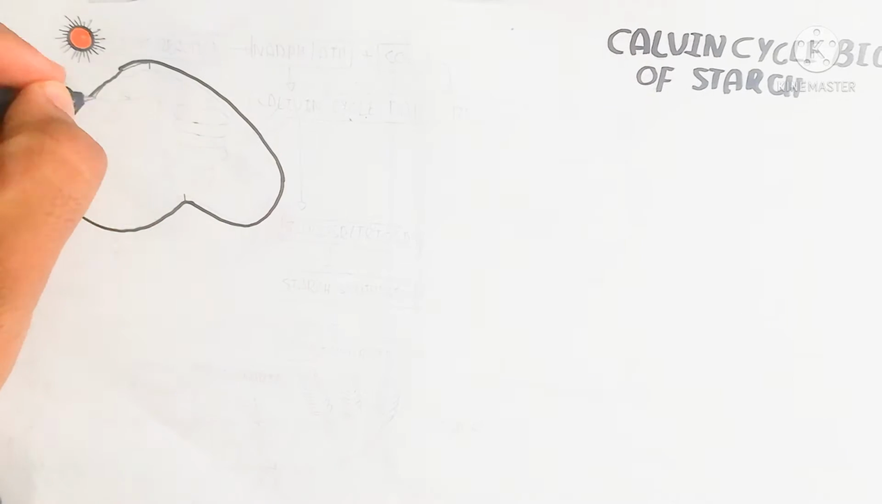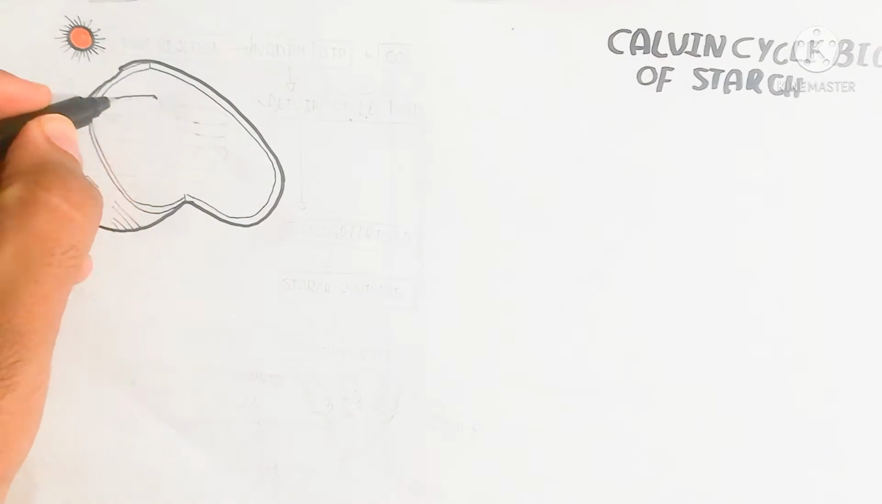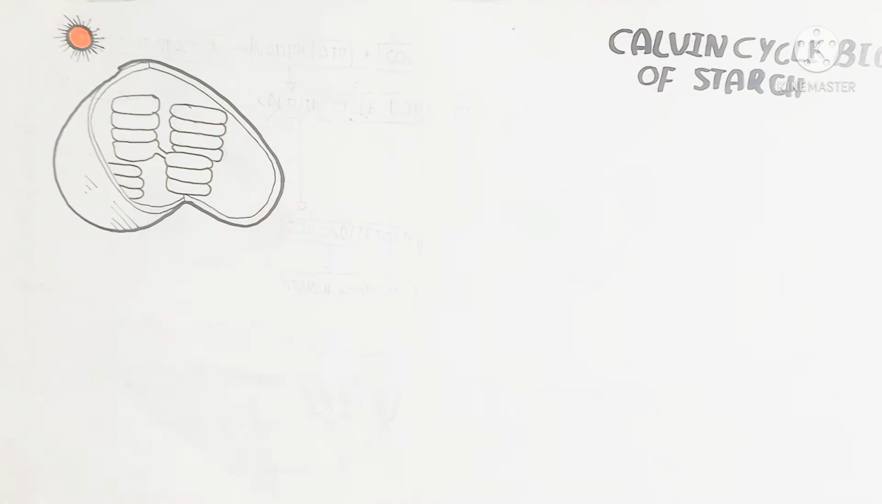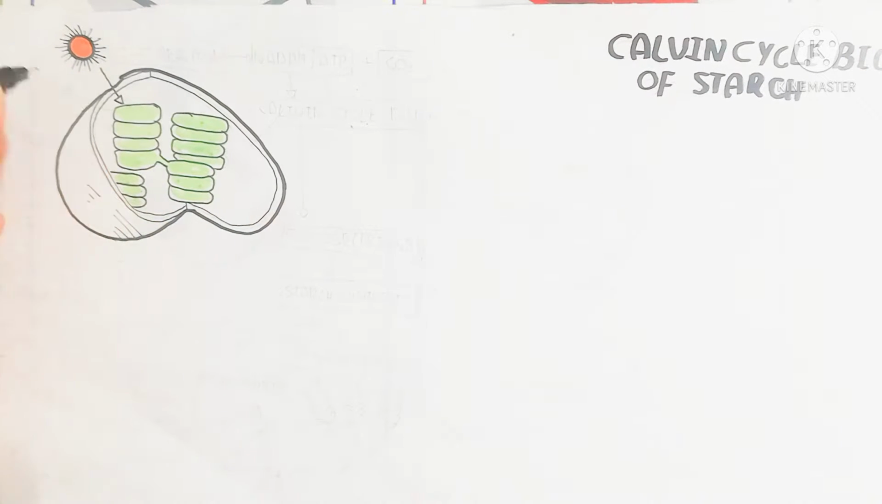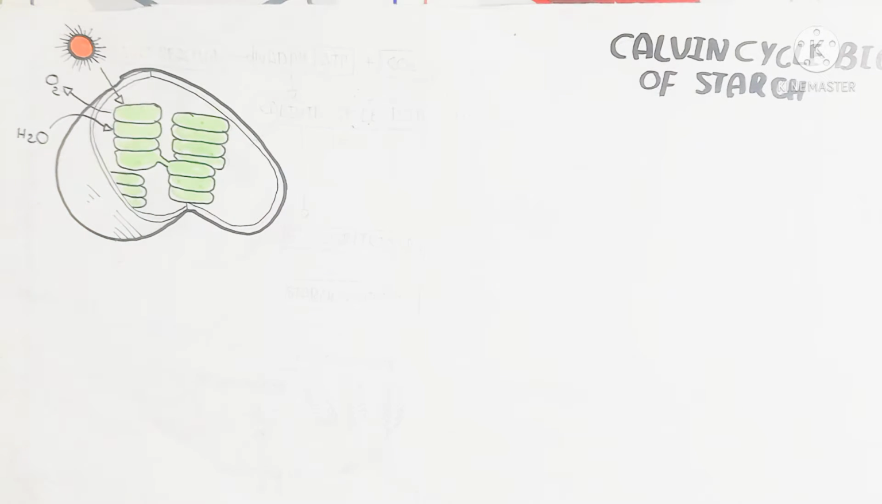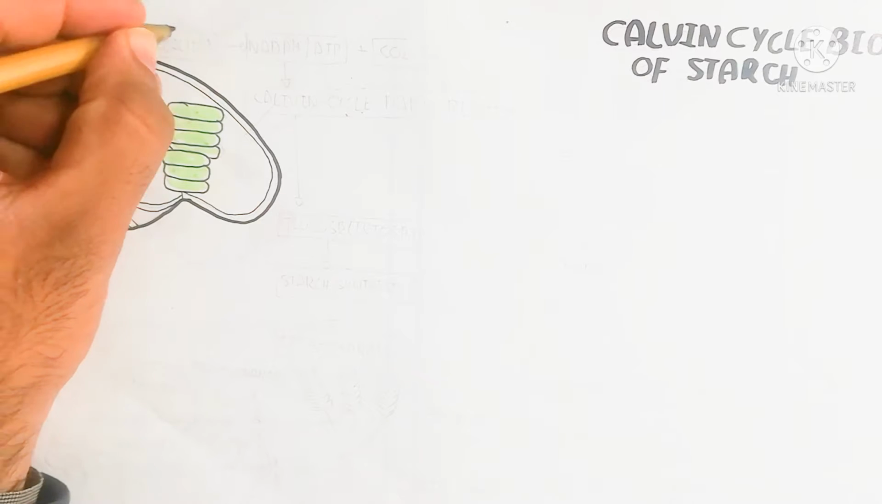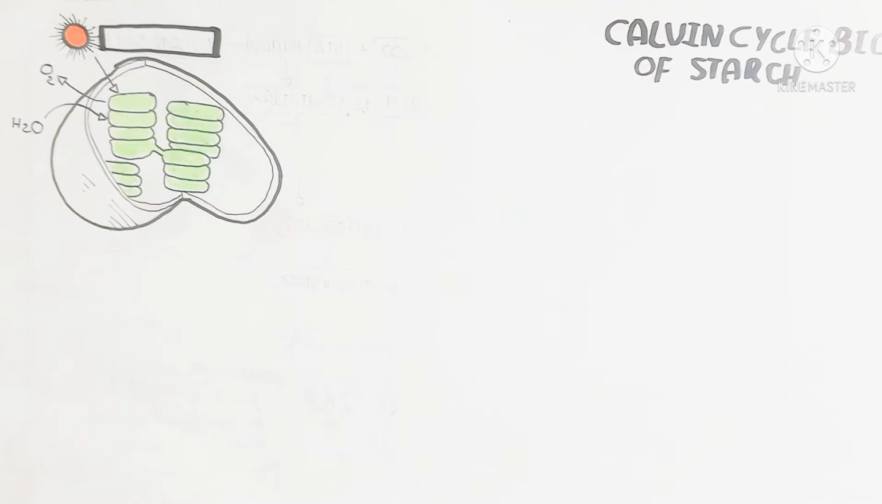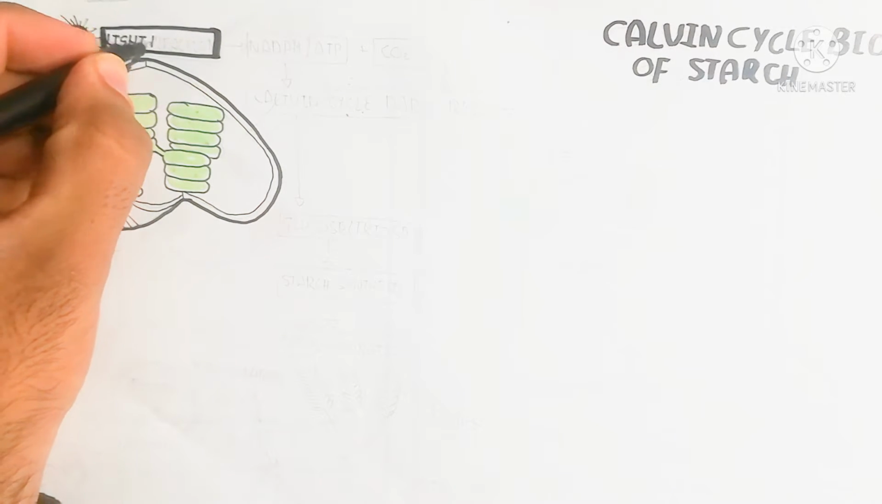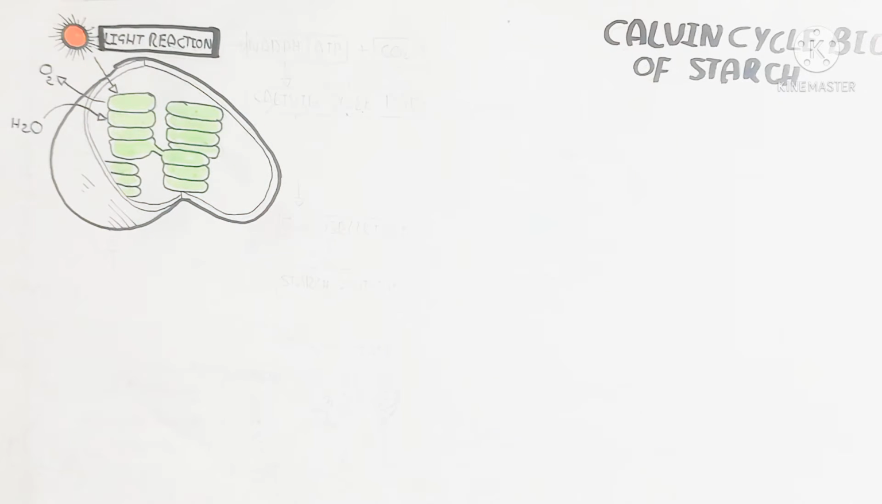In the cell, chloroplasts are present. The chloroplast is a double-membrane organelle which can replicate itself due to the circular DNA present in the chloroplast. Here is the thylakoid membrane, which is used for the light reaction to produce ATP as well as NADPH.